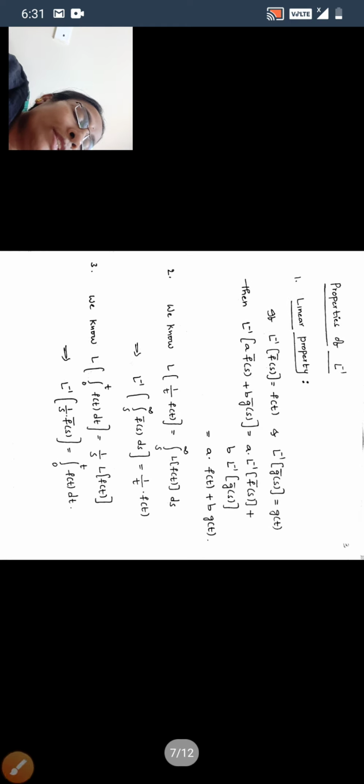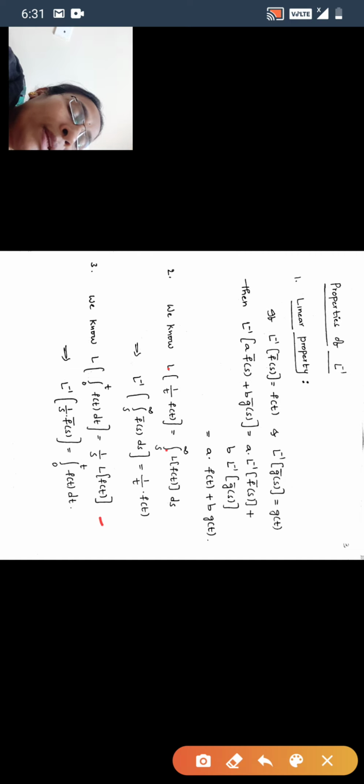Already we know the division by t property from Laplace transforms. So the same in inverse Laplace transforms is, if you shift L to this side, you will get L inverse of integral s to infinity f bar of s ds equal to 1 by t f of t.